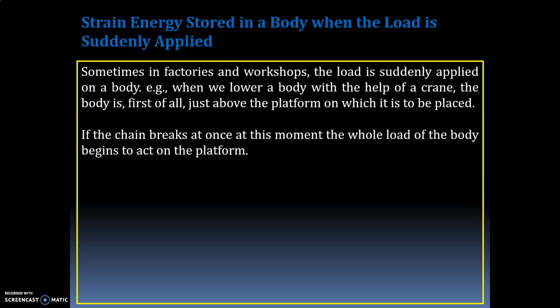If the chain breaks at once, at this moment the whole load of the body begins to act on the platform. Suppose there is a failure in the chain, so it breaks. Just imagine, the whole load of the body begins to act on the platform. This is a good example of sudden load. The hook or the chain breaks suddenly, so the entire load of the body begins to act on the platform at a time. That is called sudden load.